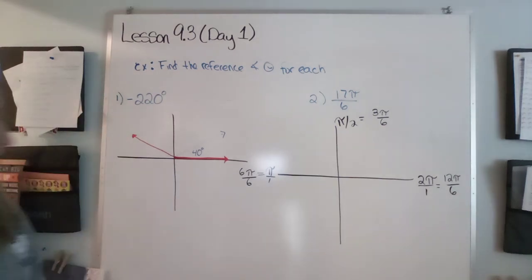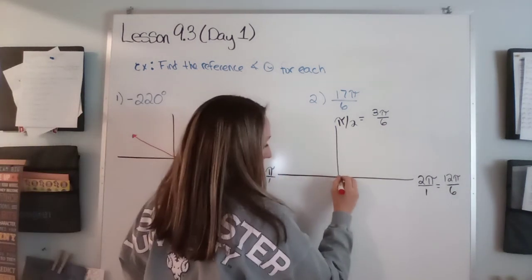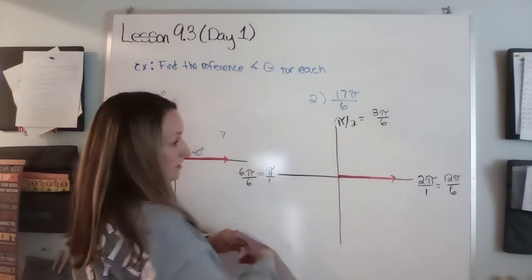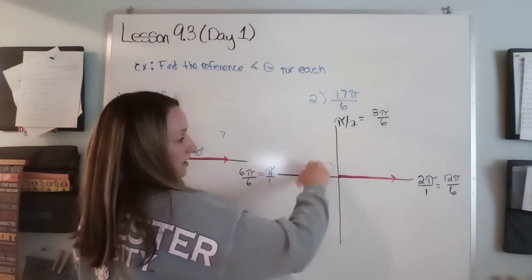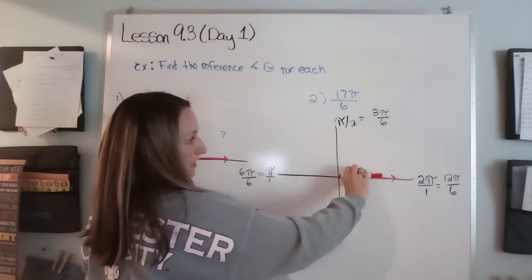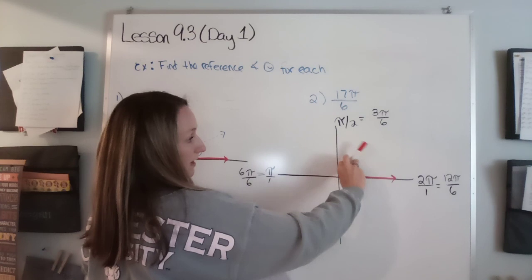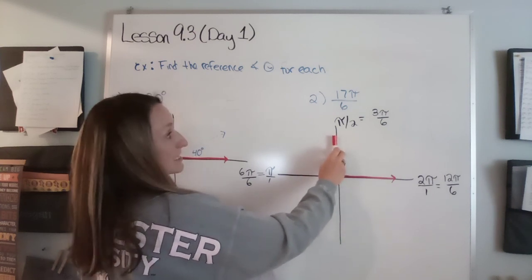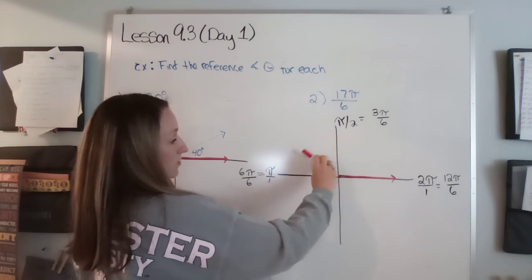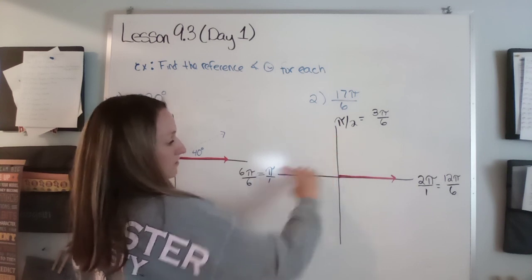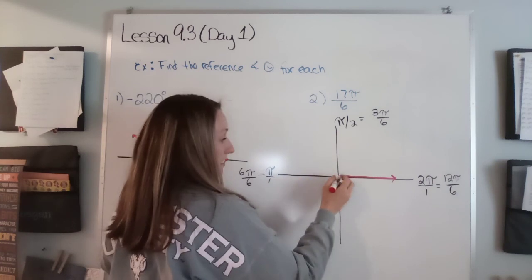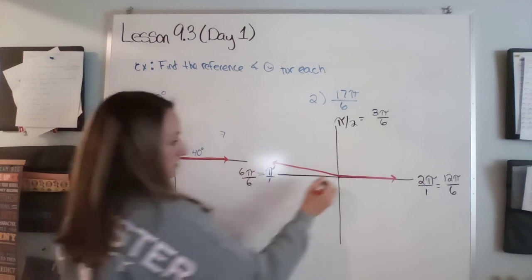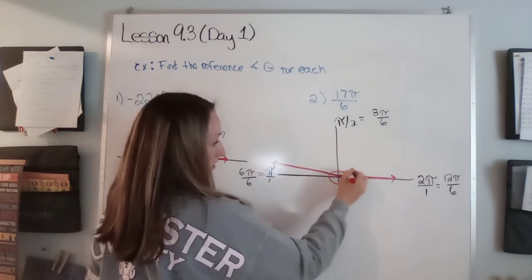So, let me get us started. Here is my initial side. Again, if I rotate one full circle, that's going to be 12 pi over 6. And then another 3 pi over 6. So now I'm at 15 pi over 6. I want to get to 17 pi over 6. Well, I don't want to go all the way because that would be 18 pi over 6. So I'm a little less than all the way to this x-axis. So again, it's a full circle and a little bit more.